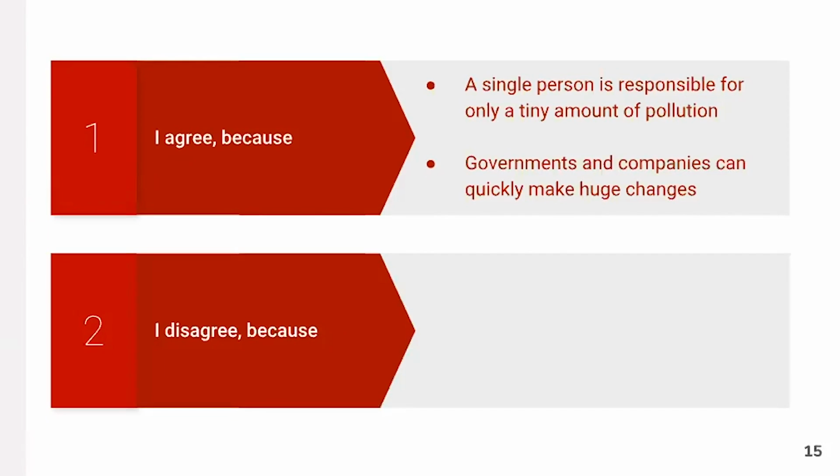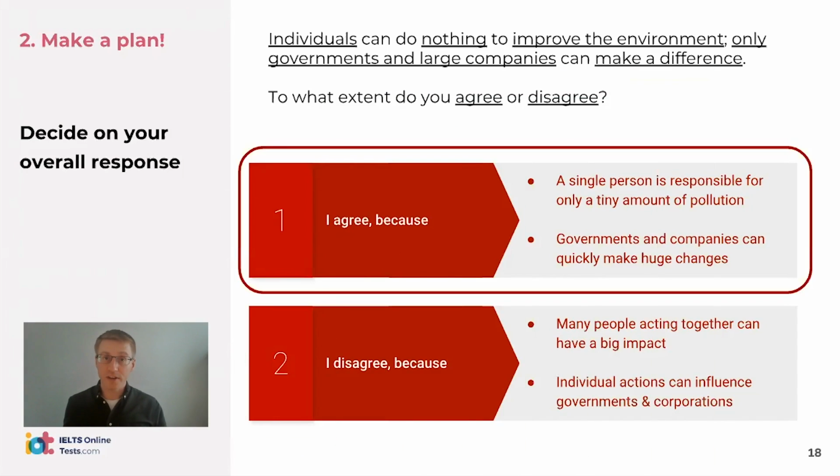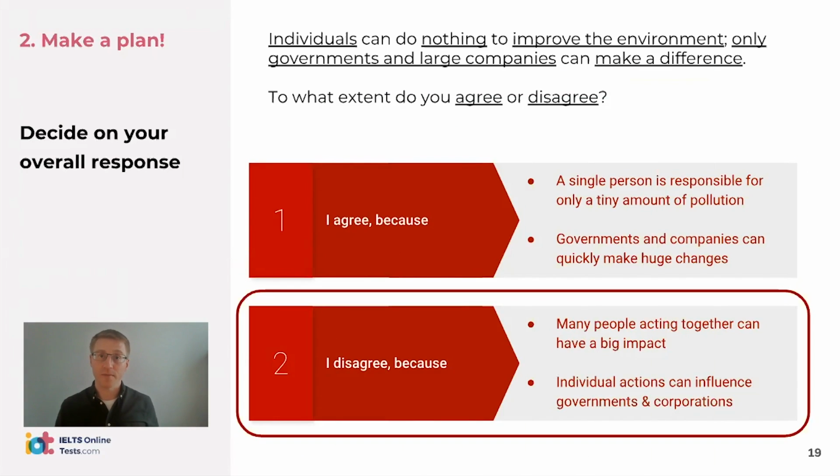Alternatively, you could disagree with the statement. For example, by saying that many people acting together can have a big impact, and that individual actions can influence governments and corporations. Now, it's possible to both agree and disagree, but this requires more complex language, and it's not necessary for a high score. So unless you're very confident, I suggest choosing 1 point of view, totally agree or totally disagree.